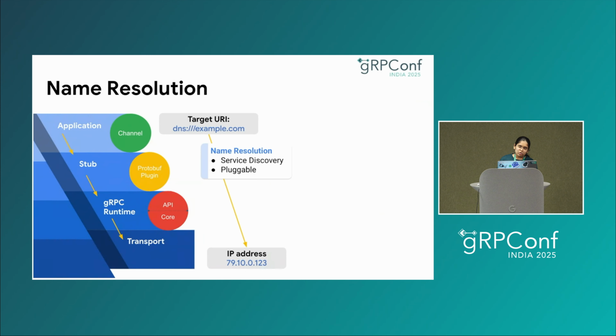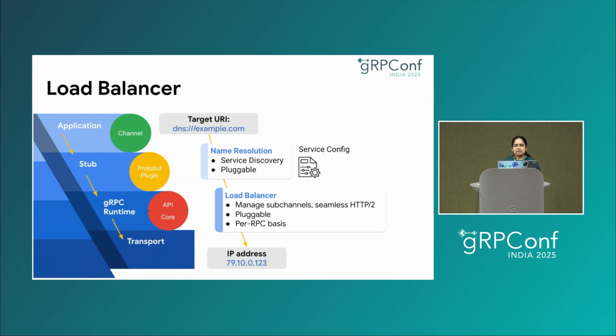In gRPC, name resolution is the process of figuring out the IP address of a server given just its service name. You can think of it as gRPC's equivalent of a phone book, where when a client wants to call a server, it will just use that server's name to look up its IP address and establish the connection.